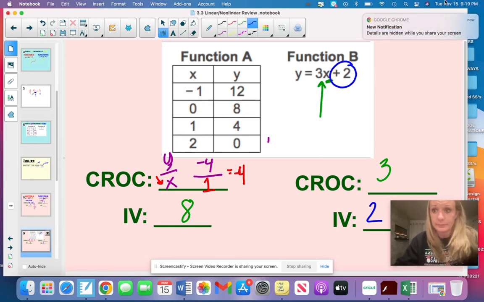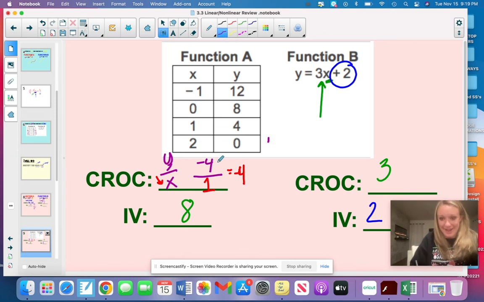Okay, for a table, I'm going to erase so I can re-show you. When you're looking at a table to find the IV, you put your pencil or your cursor where x is 0, and you pick the number next to it. So this is your IV, it's 8.